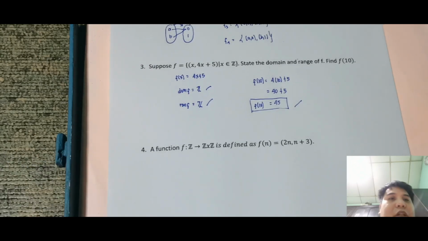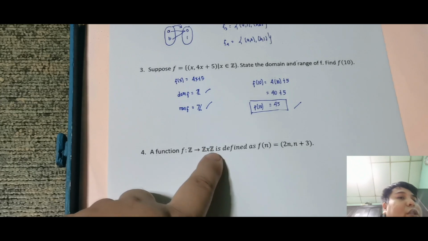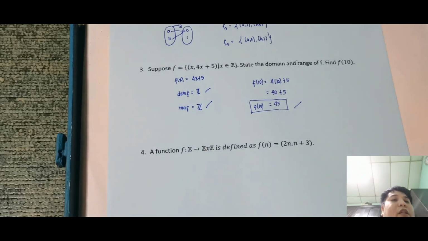Okay, ngayon, ang gagawin natin dito sa number 4 is test natin kung siya injective, surjective, tapos testin natin kung siya bijective. Siyempre, kung injective, surjective siya, automatic siya bijective. So, dito, lalagay ko test. Okay, so a function f mapping from Z going to Z cross Z is defined to be as f of n is equal to (2n, n plus 3).